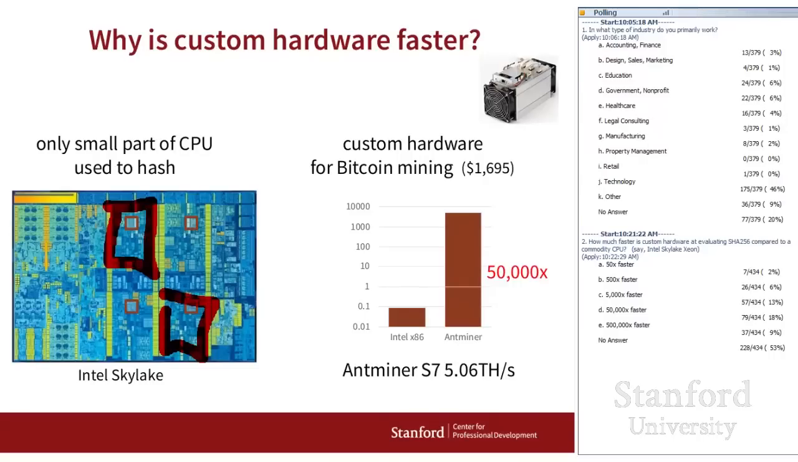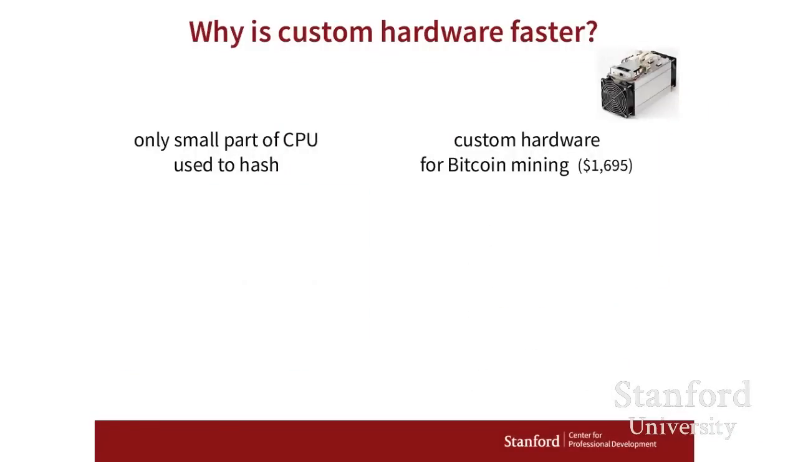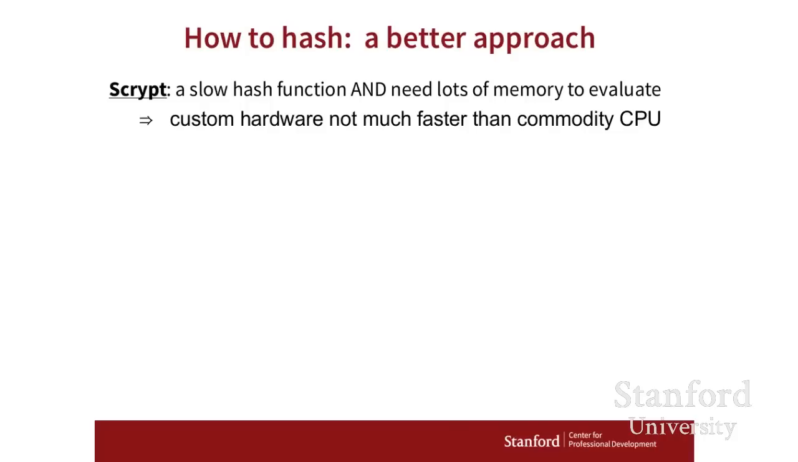Okay, so simply using a slow hash function doesn't really prevent the attacker from doing a dictionary attack, because commodity hardware is so much faster than the Intel processor. So what do we do? A beautiful idea actually appeared a couple of years ago. This is the idea that's used in Scrypt. And this idea is really elegant.